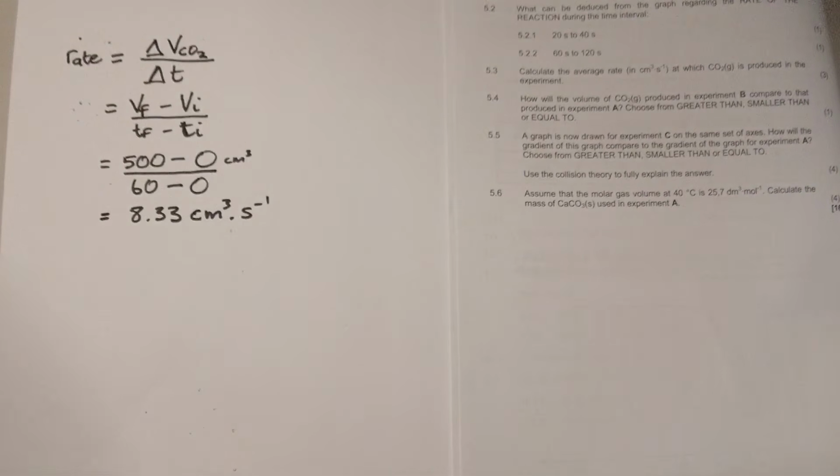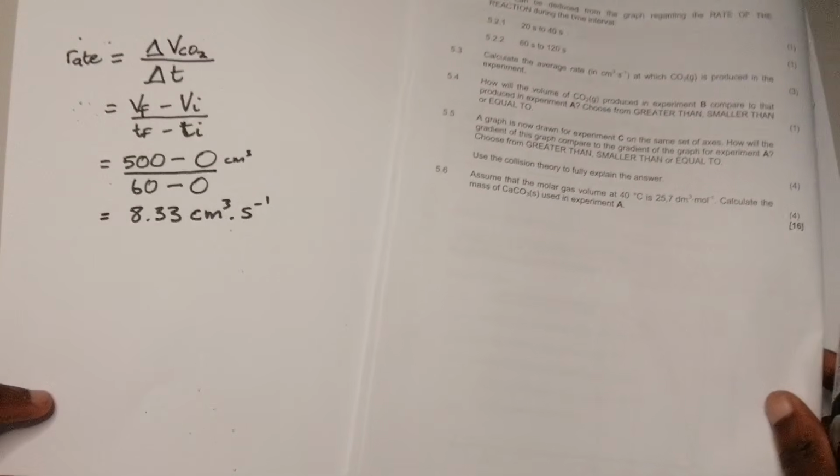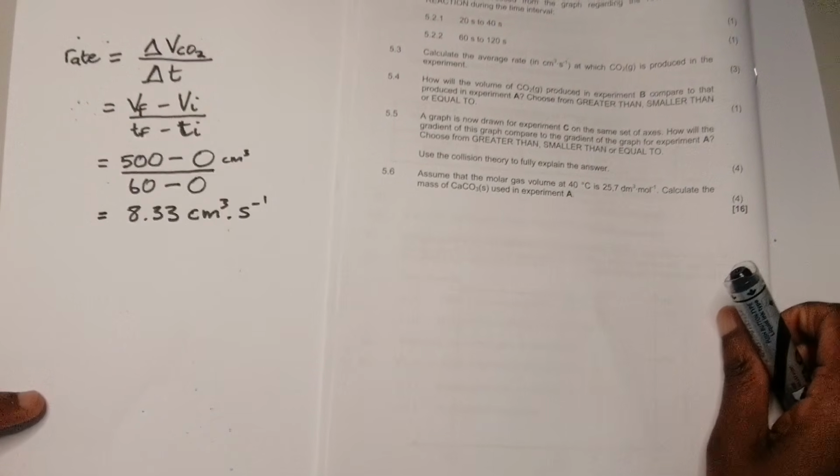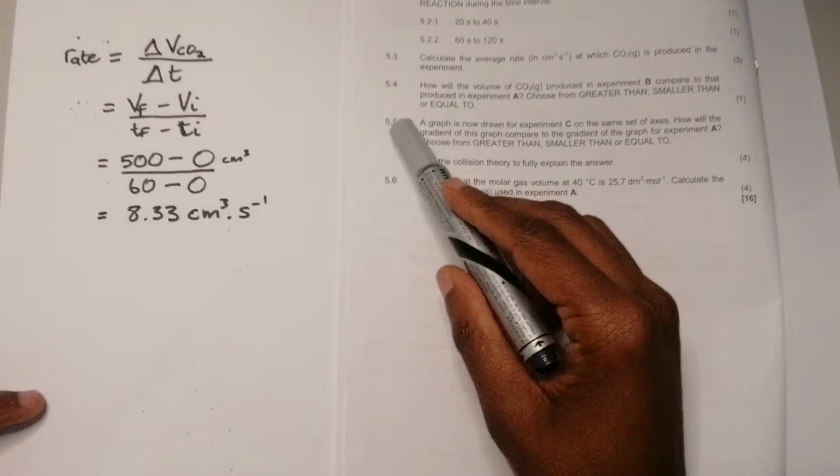Okay, so the amount would be equal. Why? Because you've got equal masses, you've got equal volumes and concentration of your hydrochloric acid. Okay, so the answer there would be equal to. Okay, they say now that's 5.5.